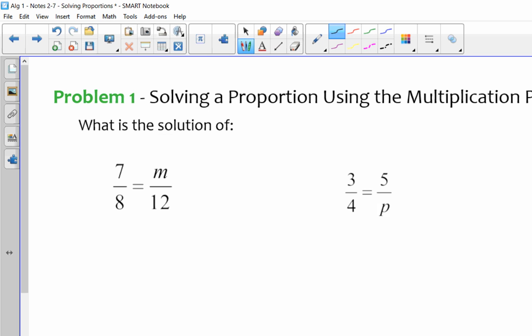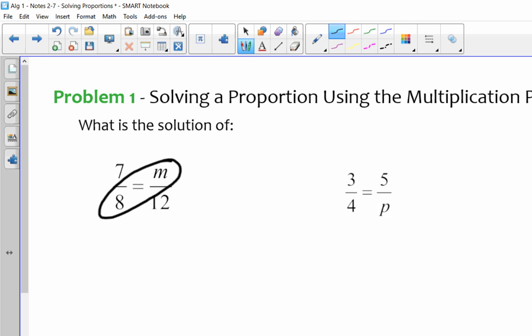Now you'll notice that one of the pieces is a variable. So what we're going to do is do our cross products. So we're going to diagonally multiply. I always start with the variable. Okay, and I'm going to multiply those together.